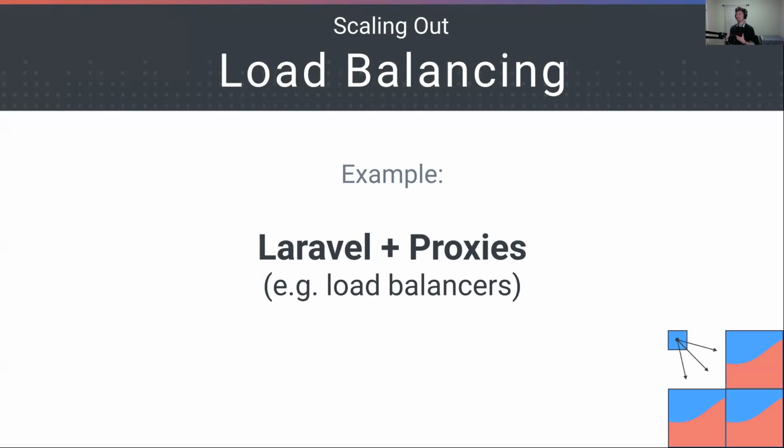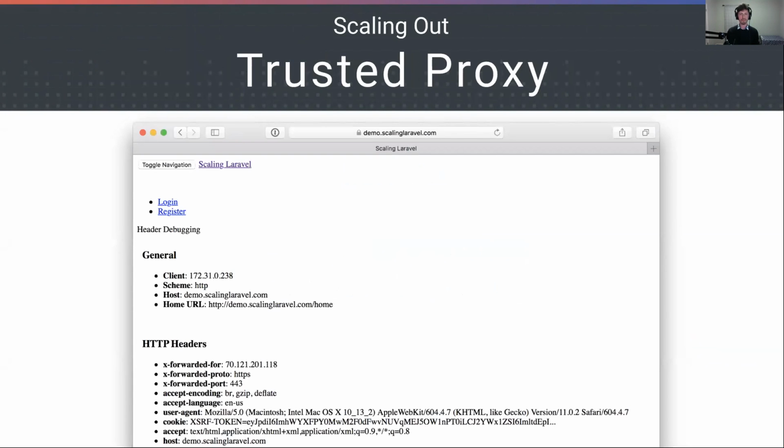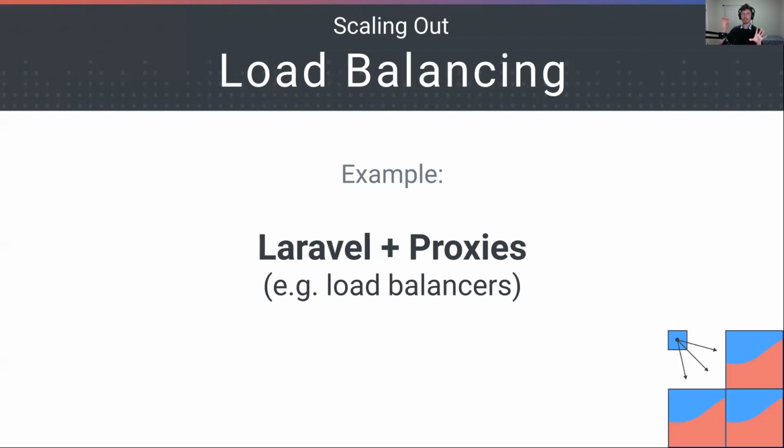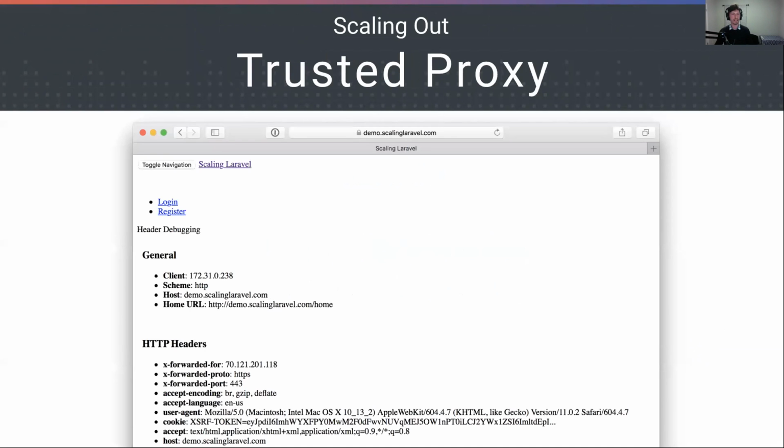Okay, so why does this matter? The X-Forwarded header stuff is what's important here in our load balancing configuration. So Laravel, we have to set up to use our proxies to read those X-Forwarded headers correctly. And a proxy, right, is anything that's in between the web client and your application. So a load balancer is a proxy, a CDN like Cloudflare is a proxy, Varnish, another CDN, is a proxy, all that good stuff.